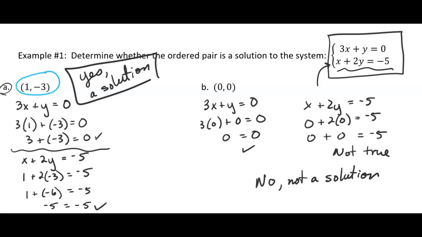So if an ordered pair is going to be a solution to a system of equations, it has to work for all the equations.